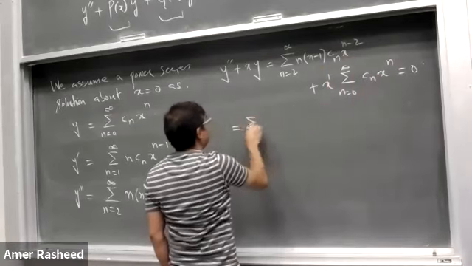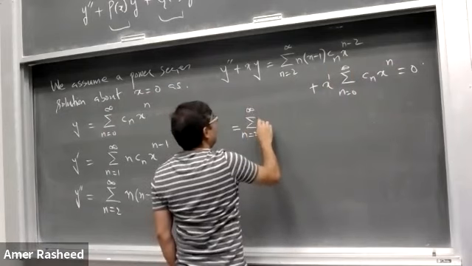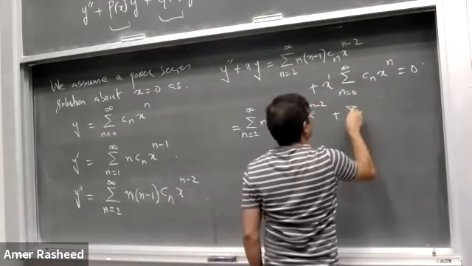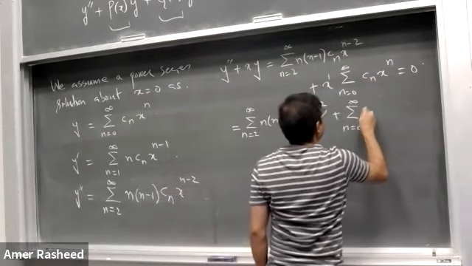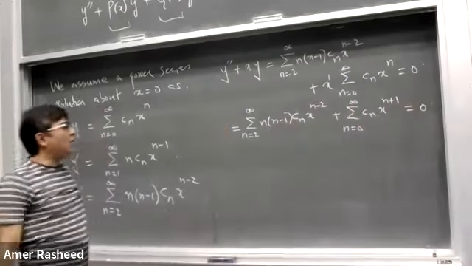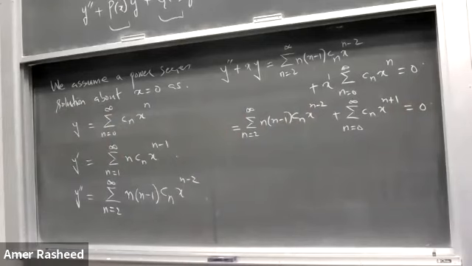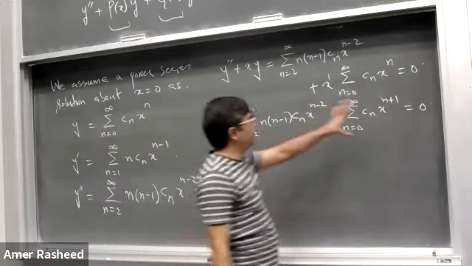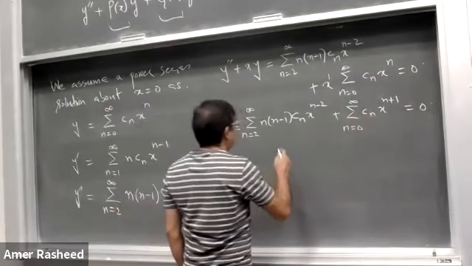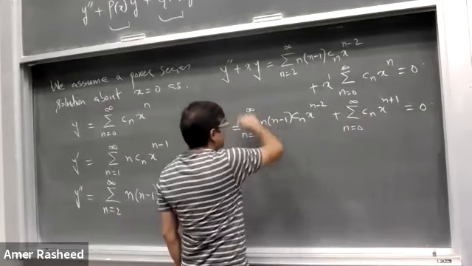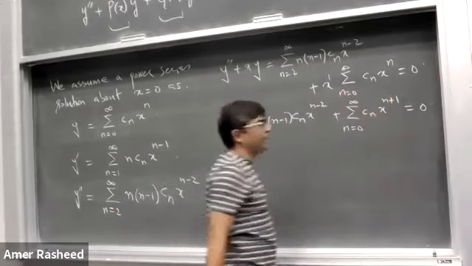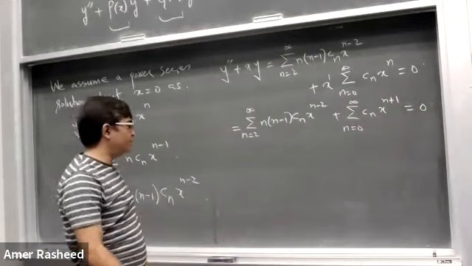Now the above series can be written as summation n from 2 to infinity n into n minus 1 Cn x power n minus 2, plus summation n from 0 to infinity Cn x power n plus 1, equal to 0. Now, how to take the sum of two power series? I have explained these things in the previous lecture in detail. In fact, we try to make the summation index and the power of x identical in both series in order to take their sums.